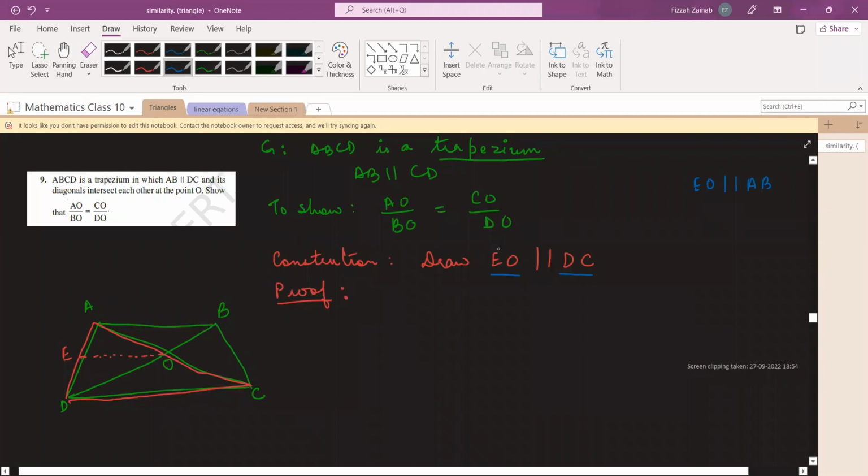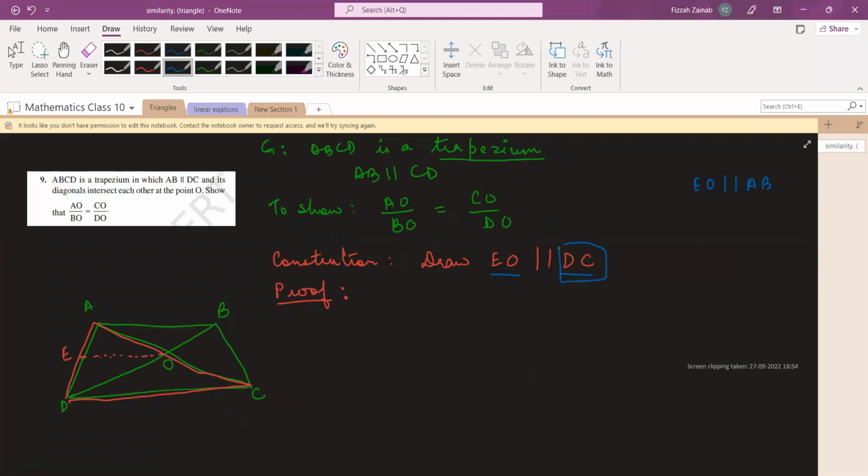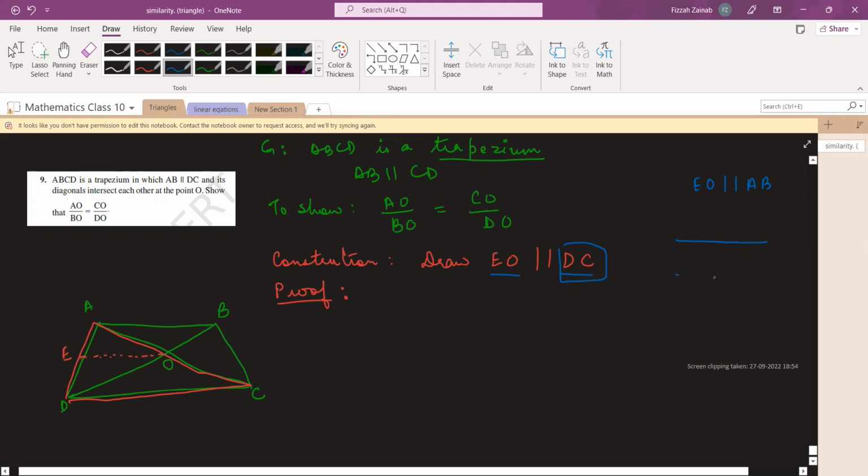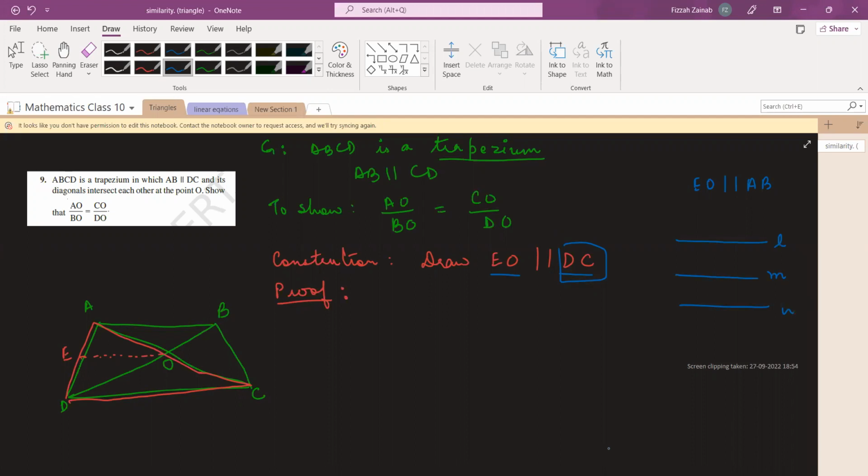Only one line we use in the construction, that is DC. But I want to show that EO is also parallel to AB. Now, how will I show it? If you go back to class 9th, there was a theorem. What was the theorem? Like you have three lines, if this is your line L, this is M, and this is N, right?